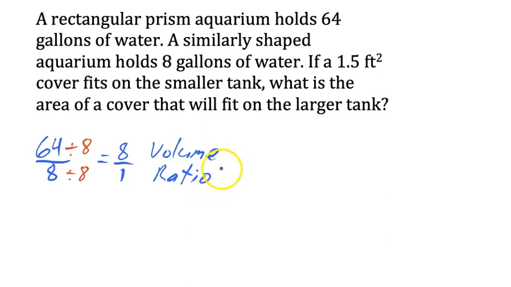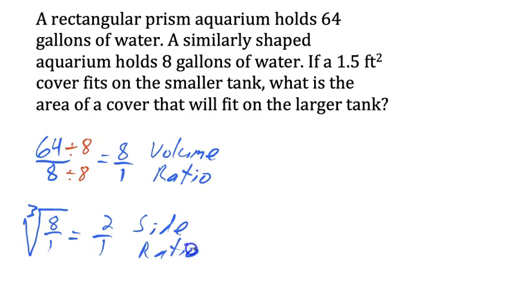So what we're going to do is go from the volume ratio to the side ratio, and then from there we'll go to the area ratio. So we're going to uncube the volume ratio to get the side ratio. And then we're going to take the side ratio and square it to get the area ratio.